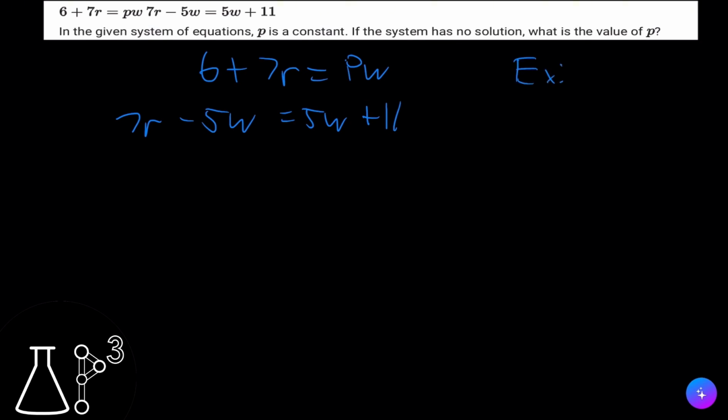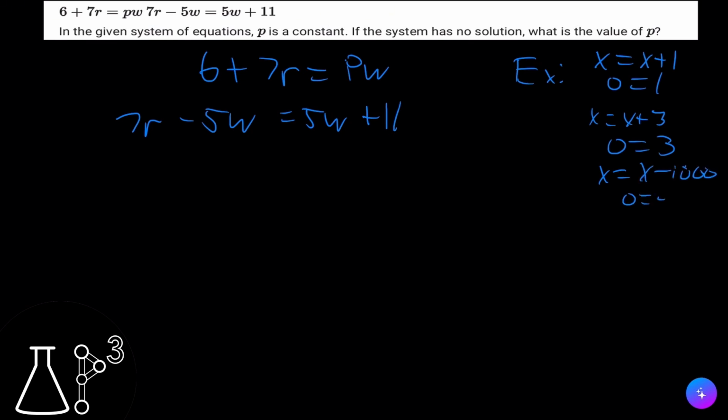For a system of equations to have no solution, the variables need to cancel out. So if I have x equals x plus 1, the x cancels out, and I'm left with 0 equals 1, no solution. If I do x equals x plus 3, I get 0 equals 3. And if I do x equals x minus 1,000, I'm going to get 0 equals negative 1,000. I have no x value. So with any number, I'm still going to get no solution.